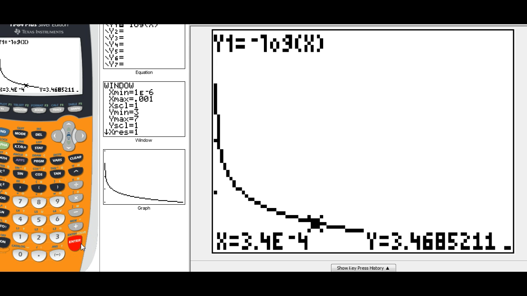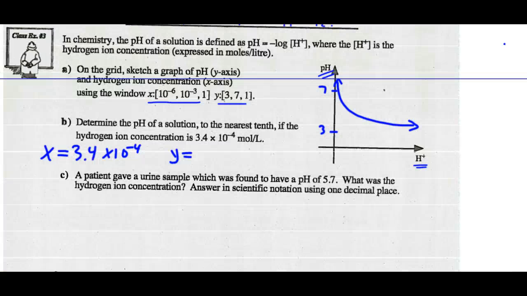And that corresponds to this point on the graph, which is 3.4685211. So a pH level of about 3.468. It says the nearest tenth, so a pH level of 3.5. So y equals 3.468 and so on. We want a pH level then to the nearest tenth of 3.5. All right.